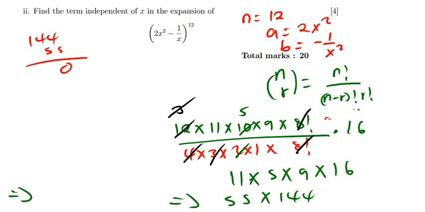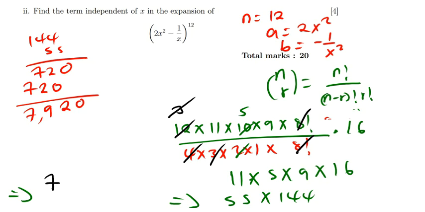5 times 4 is 20, so 20 plus 2 is 22. I'll write 2. Then 5 times 1 is 5 plus 2 is 7. Next, this is also times 5, so I'm expecting to have the same: 0, 2, 7. I add, and I'll have 0, 2, 9, 7. So it's 7,920. So a term independent of x is 7,920. In this case, this is my answer for this question.